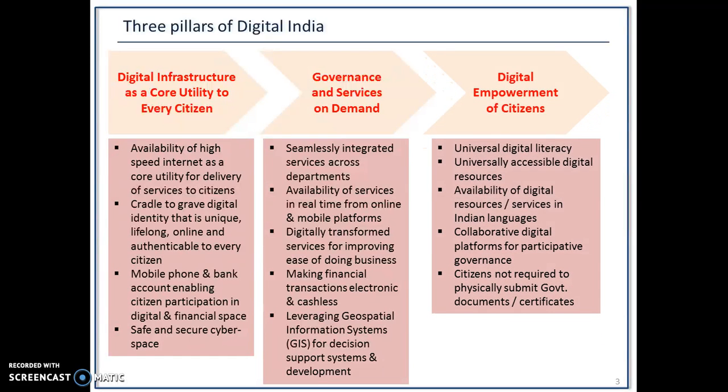And the third pillar is digital empowerment of citizens. So universal digital literacy, universally accessible digital resources, availability of digital resources. So what it means is that the citizens themselves should be encouraged to use digital schemes as much as possible. So that was the reason why the government was pushing all those digital wallets and fund transfers and online payments and credit card and debit card payments in a very big way.